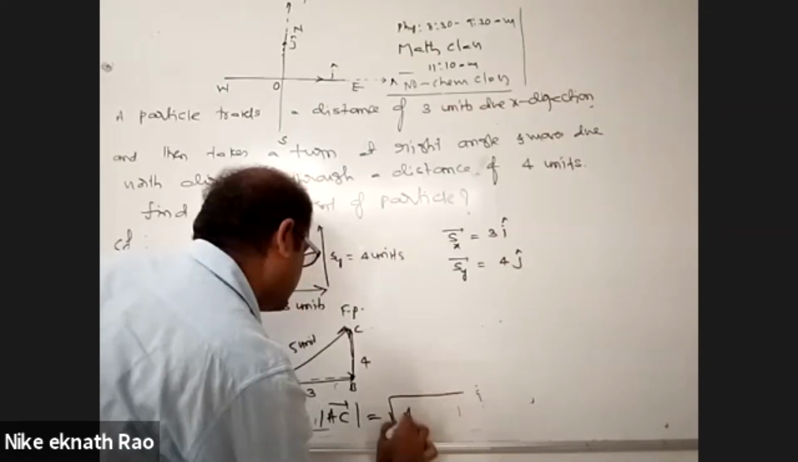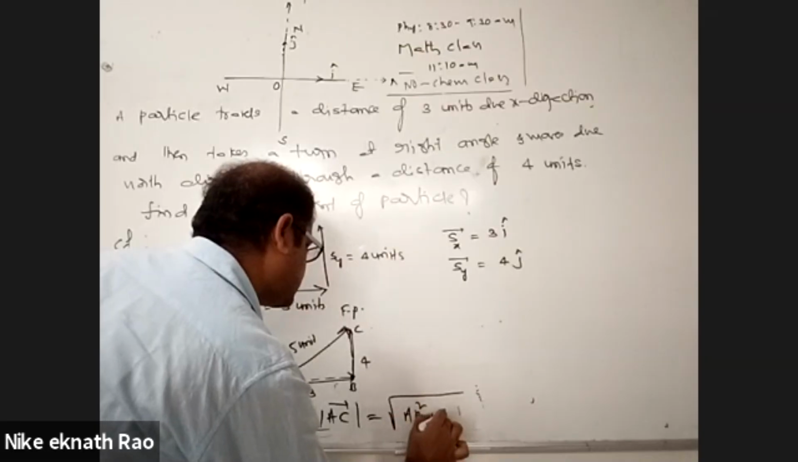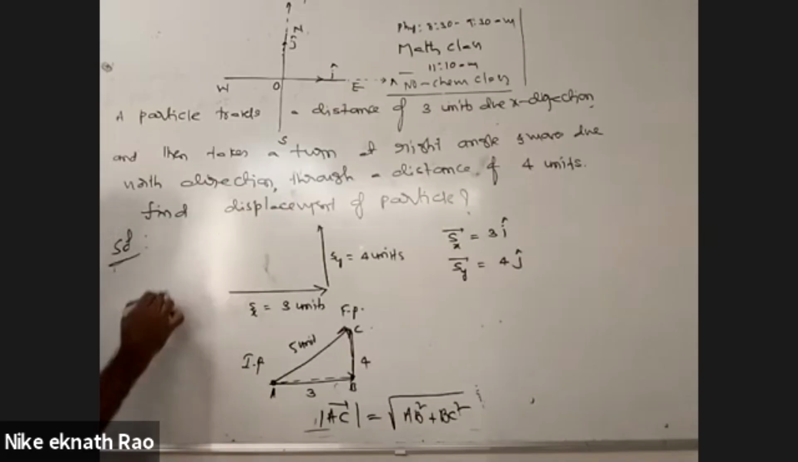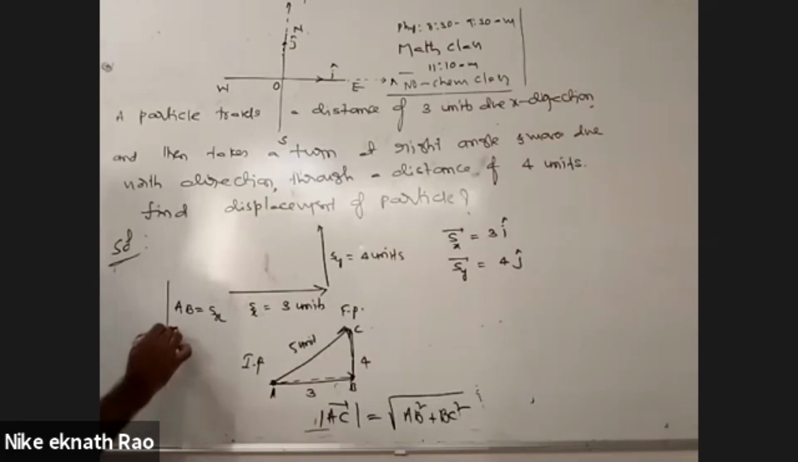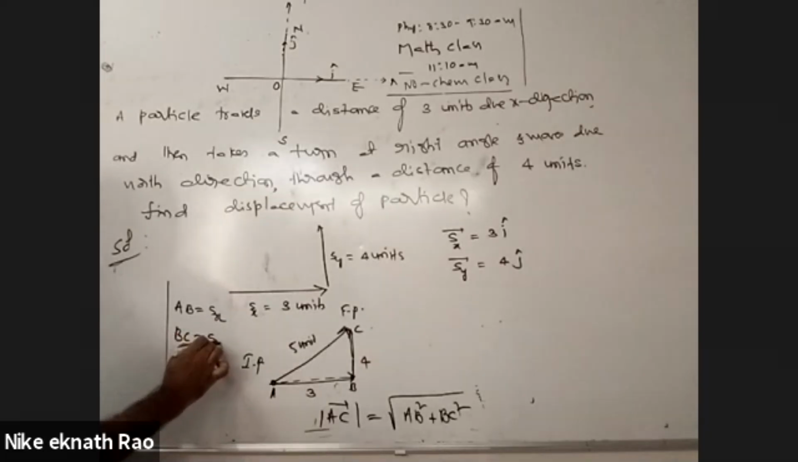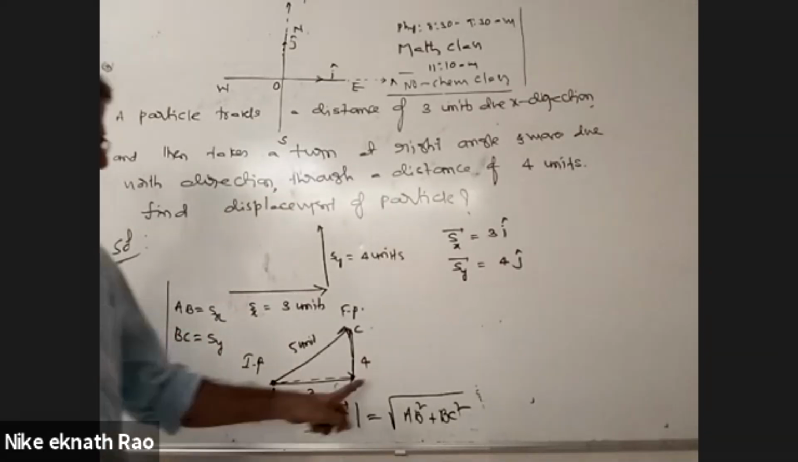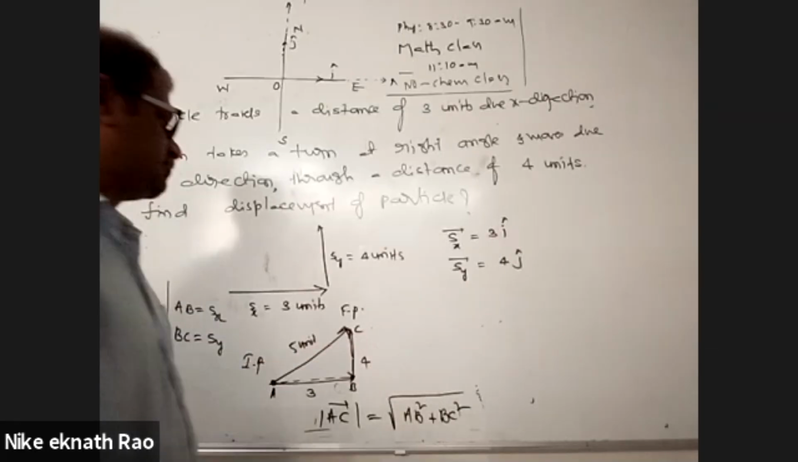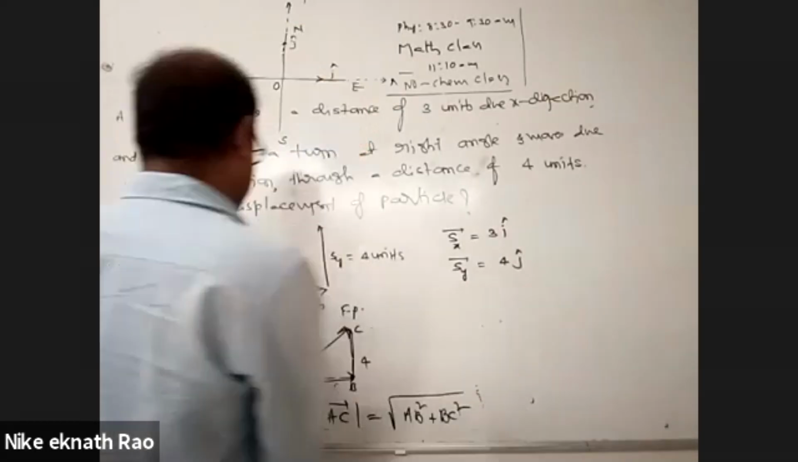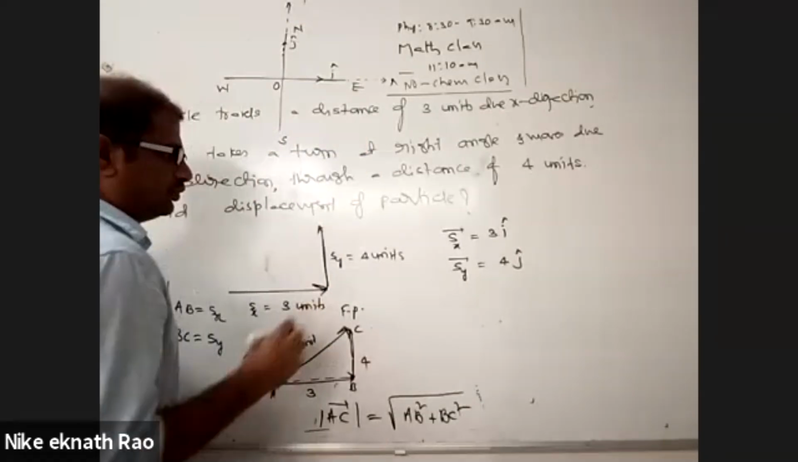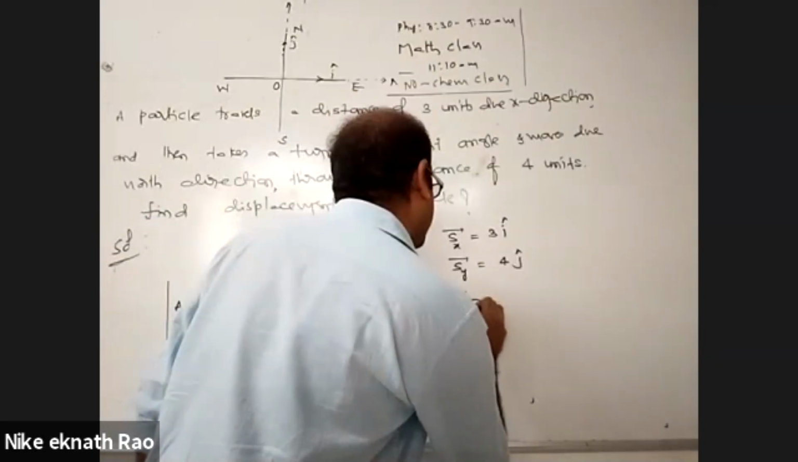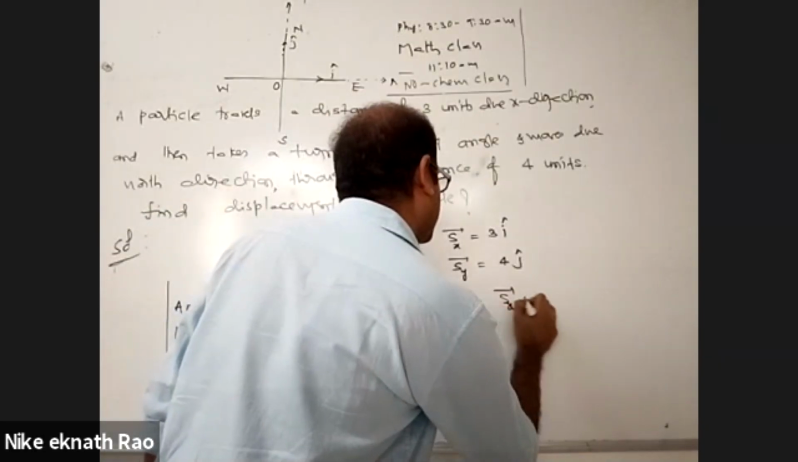This is equal to AB square plus BC square. What is your AB? 3 units, the magnitude of displacement in x direction. What is BC? The magnitude of displacement in y direction. So in vector form, if you want to write, this is Sx bar, and of these two, the resultant is how much? Sx bar plus Sy bar.